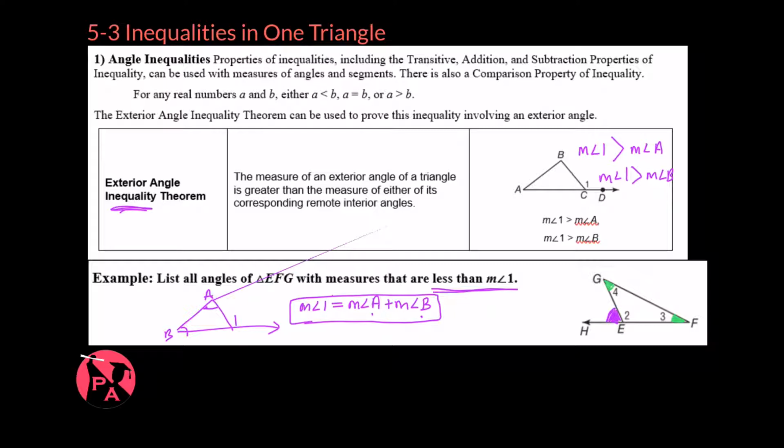So you can just put, it says list all angles. So the ones that are smaller than that are angle 4 and angle 3. So this would be the answer to the question, since their measures are smaller than the exterior angle, which is angle 1.